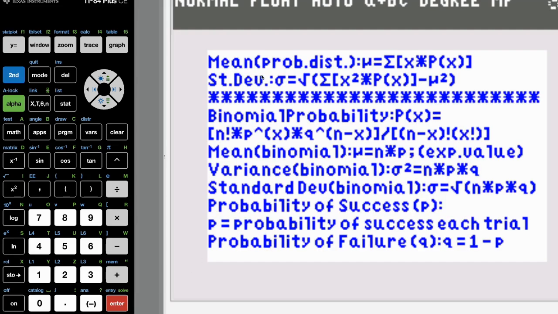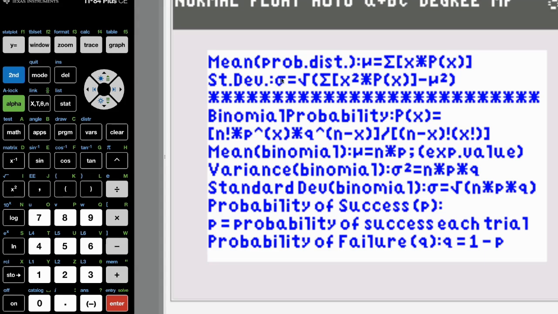Mean in a probability distribution, mu, that looks like a cross between M and a U, but it's a Greek letter, so they just call it mu. But it's a sum of x times probability of x.